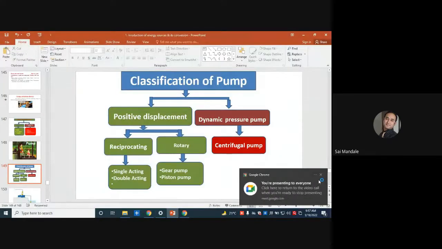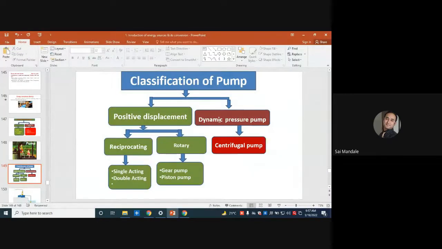So, the classification of pump. Once we know the function of pump, the next point is what are the different types of the pump. So there are two basic categories of the pump: positive displacement pump and dynamic pressure pump.